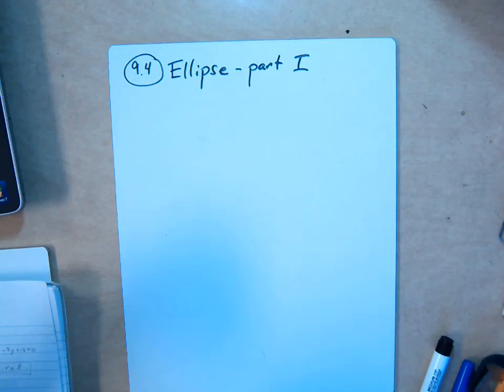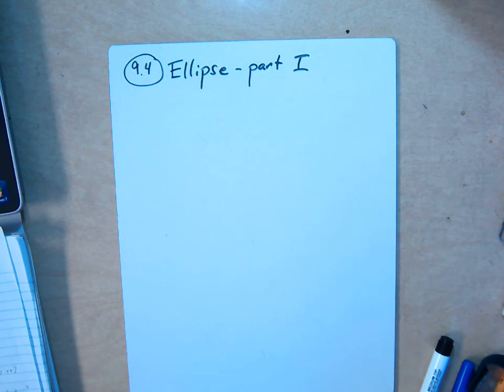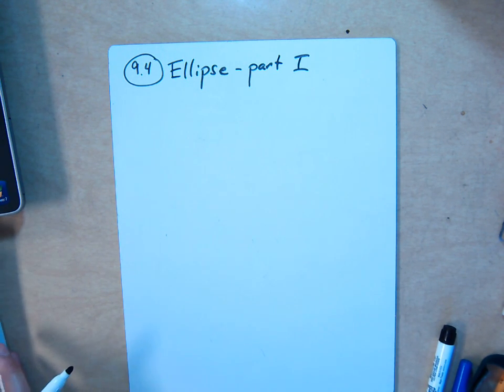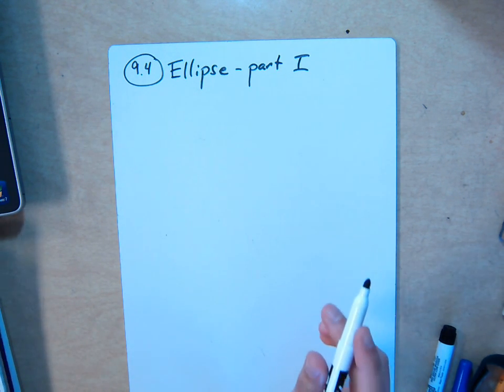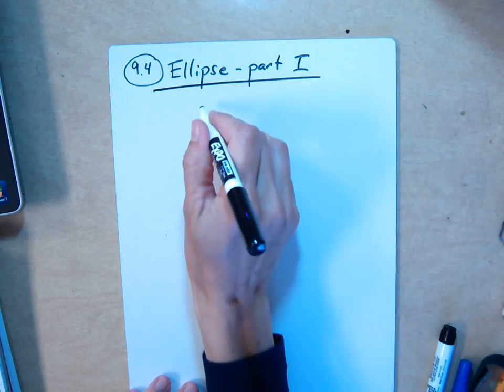Okay. Section 9.4, Ellipse Part 1. The definition of an ellipse is the set of all points such that the sum of the two distances from the focus points is a constant. So that's a lot to say. Let me draw just a picture of that.